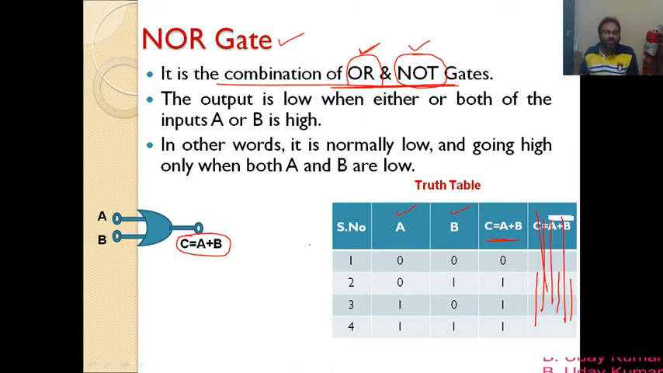As you already know, we can apply either high potential or low potential to the inputs, and even the output will be either high or low potential. This high and low potentials can be denoted by 1 and 0 respectively. That means if you apply low potential, it is denoted by 0, and if you apply high potential, it is denoted by 1.